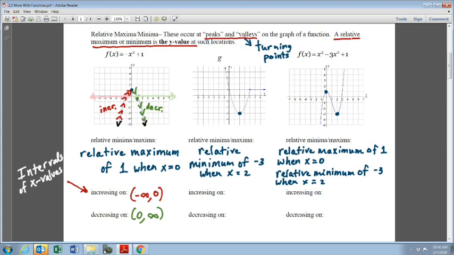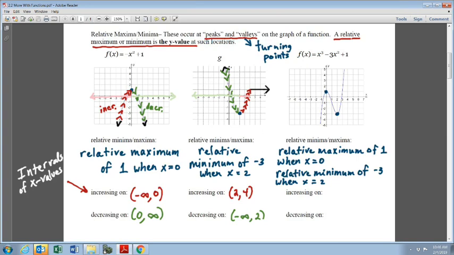All right, let's look at g next. So let me darken this in a little bit and put some arrows in. So going from left to right, you can see from -infinity until x is 2, this function is decreasing. So from -infinity to 2, the function is decreasing. Now at 2, we have a turning point, and now we're increasing. Notice this function's increasing when x goes from 2 to 4. So we'll write increasing on the interval from 2 to 4.